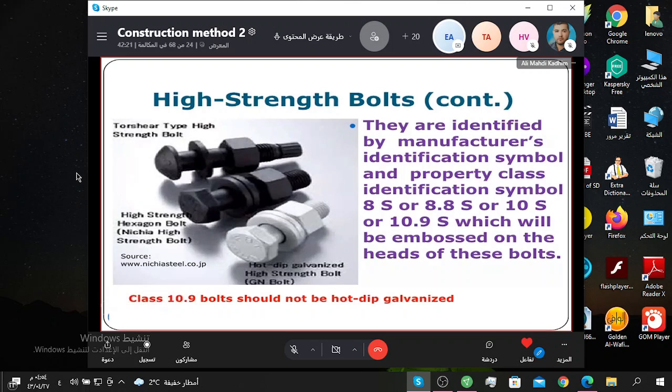They are identified by the manufacturer's identification symbol and property class identification symbol 8S or 8.8S or 10S or 10.9S, which will be embossed on the head of the bolt. A class 10.9 bolt should not be hot dip galvanized.